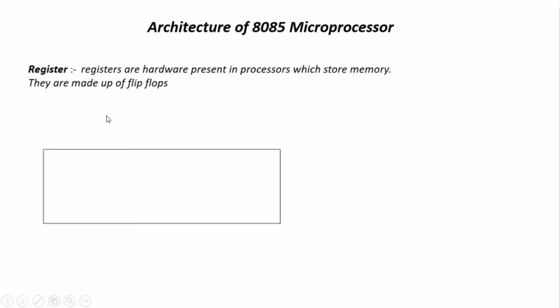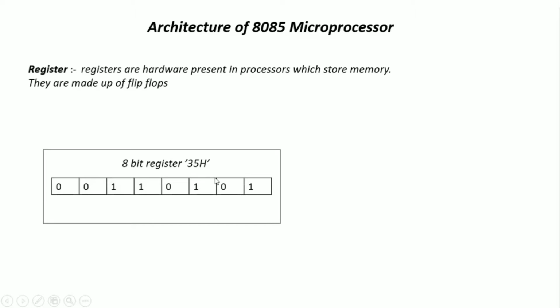Moving on, let me explain the structure of a register. Consider that we have an 8-bit register. 35H is an 8-bit number here, and in this way it will be stored. Here you can see that I have used binary numbers: 3 will be represented as 0011 and 5 will be represented as 0101.